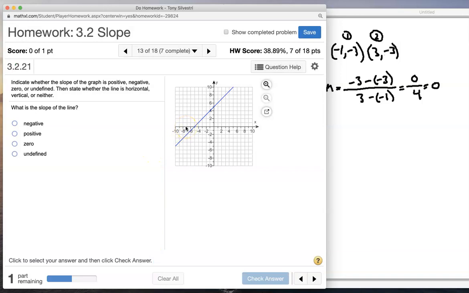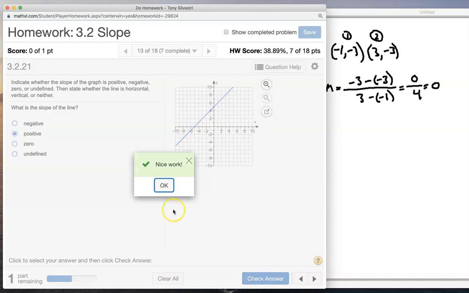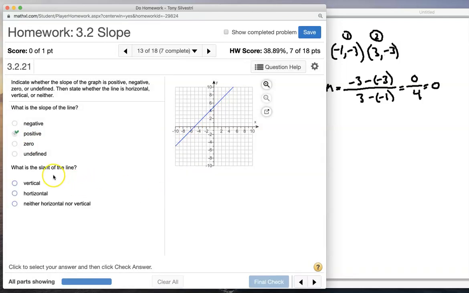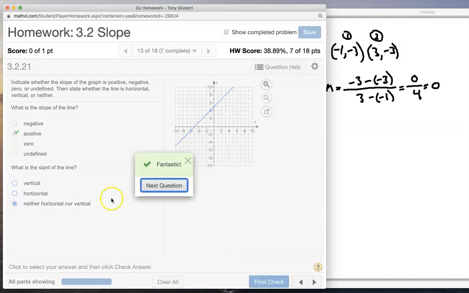And the rest of these are now just short answer problems here. Indicate whether the slope of the graph is positive, negative, 0, or undefined. Well, this is a slope that's going up. As I move horizontally in the positive direction, it's going up. So that's a positive slope. What is the slant of the line? Well, it's not vertical, right? It's not horizontal. It's neither. See, the vertical and horizontal are the oddball cases.